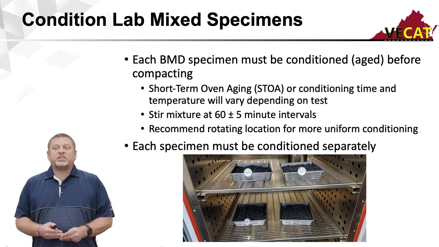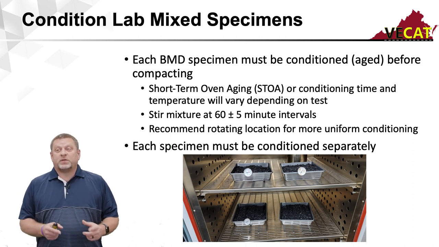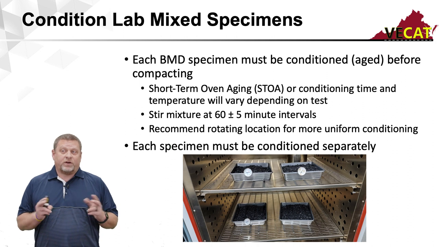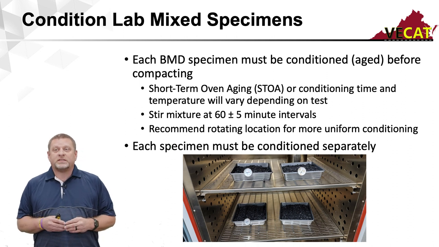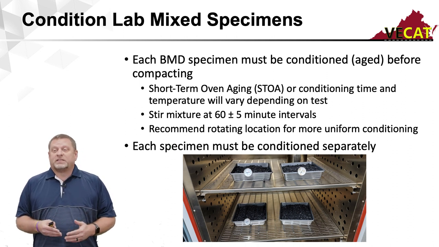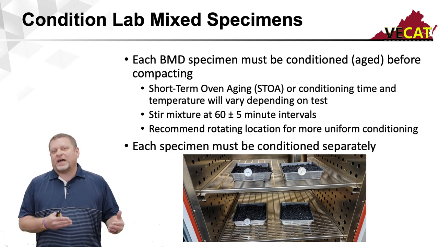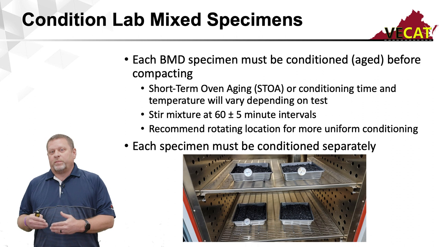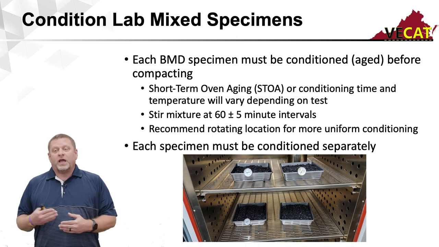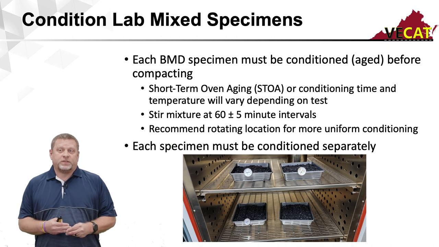When we come to condition our specimens, each BMD specimen must be conditioned or aged, I've heard it described both ways, before compacting. This is done through short-term oven aging. And the temperature and time, as I stated earlier, will be explained in the special provision, and we'll explain it as we go through each one of these test descriptions in this presentation.